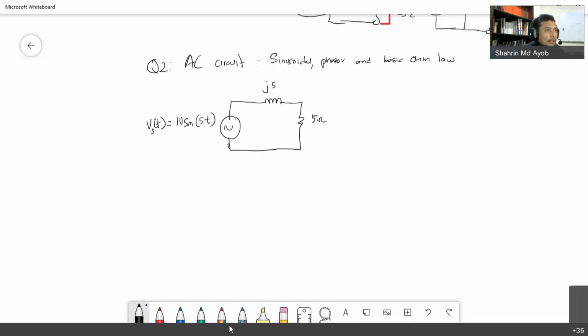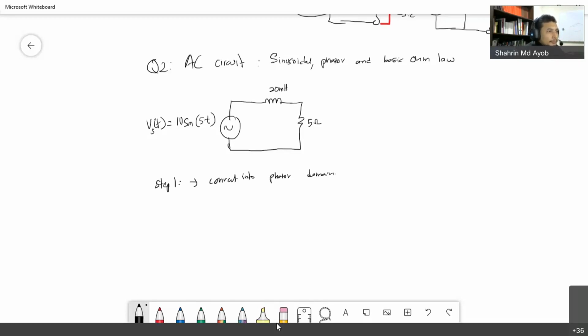Since this is time domain, all your circuit parameters must be in time domain first. So this one, for example, maybe 20 millihenry, and this one is 5 ohm. So what is the first step that you need to do? Convert into the phasor domain.